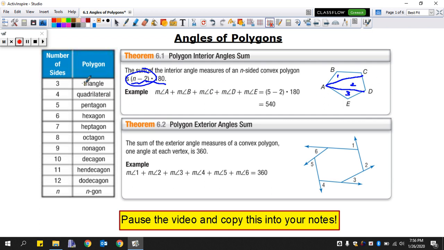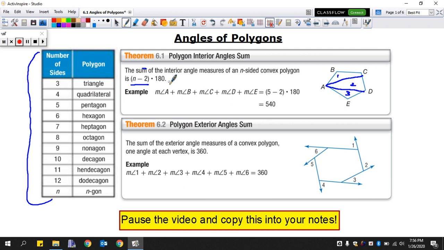So you might say, I'm not sure what the different polygons are called. Well, that's where this table over here comes in. Three sides is a triangle, four sides is a quadrilateral, five sides is a pentagon, and so forth. Make sure that you copy this table down into your notes to refer back to when you're doing your classwork. But the important part here is this formula, n minus 2 times 180.